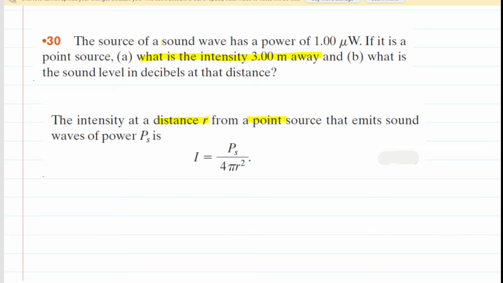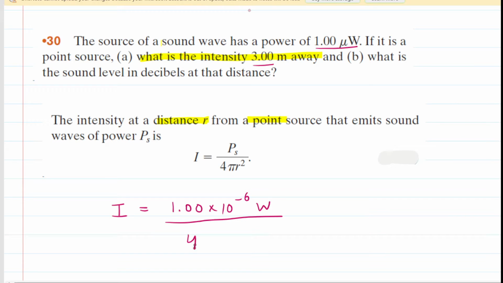Now the question gives us that distance. Again, it's 3 meters, and then the power is given to us in microwatts. So what we have to do for microwatts is simply convert it into watts by multiplying that value by 10 to the minus sixth. So that would give us the power in watts, and then we divide that by 4 pi times the distance, which is 3 meters squared.